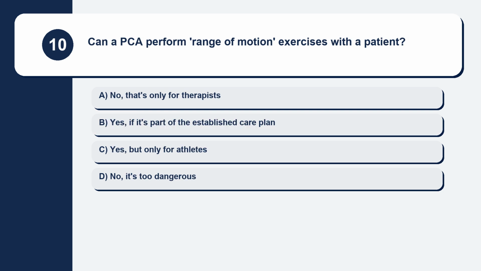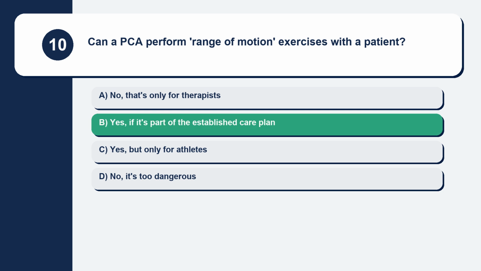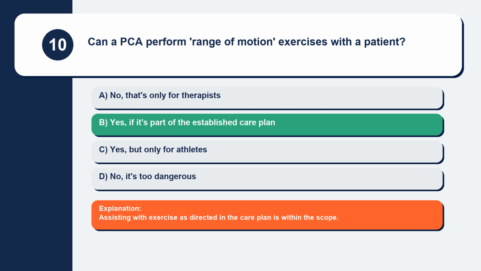Question 10. Can a PCA perform range of motion exercises with a patient? No, that's only for therapists. Yes, if it's part of the established care plan. Yes, but only for athletes. No, it's too dangerous. Assisting with exercise as directed in the care plan is within the scope.